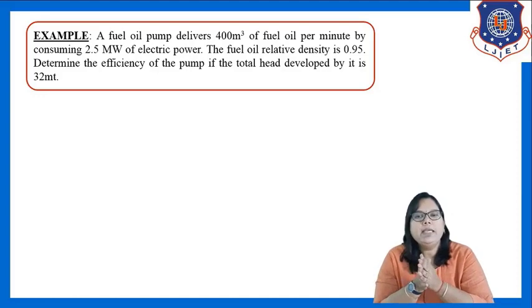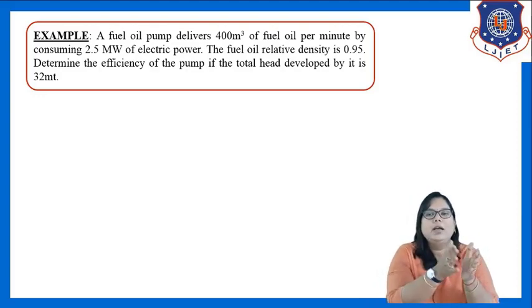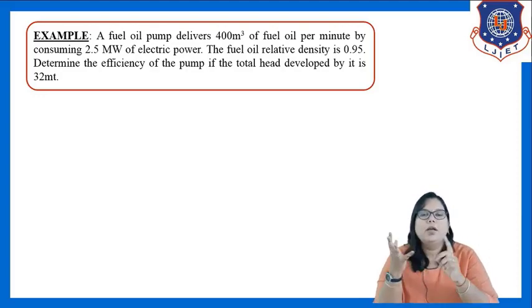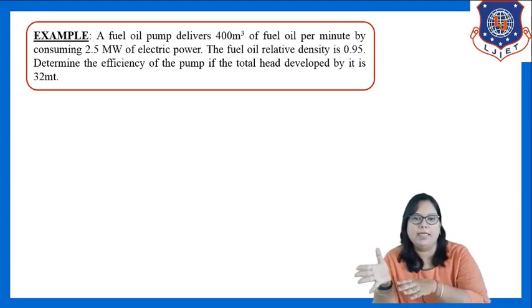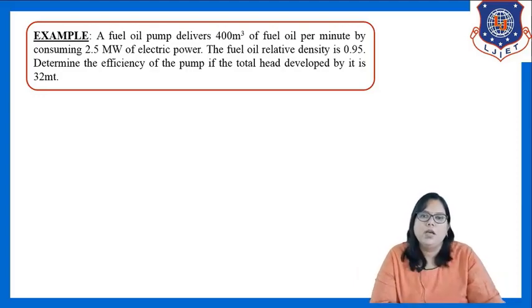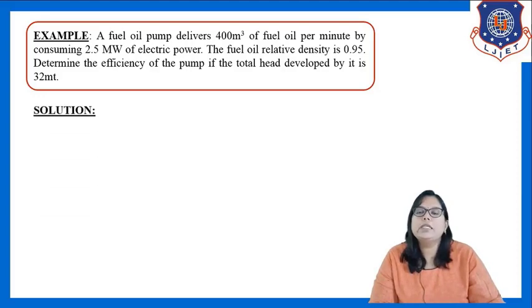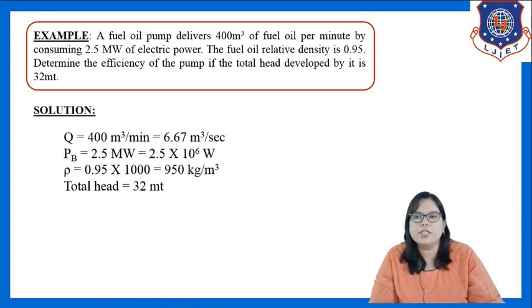So see, in this example, we have to calculate the efficiency of the pump, and the data given was the volumetric flow rate of the pump, power required by the pump, and total head developed by the pump. These three data are given, and also the relative density of the fuel oil which is to be transferred. So again, let us list out the data which are given.